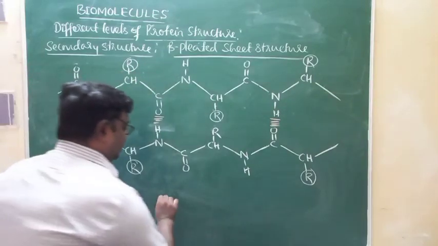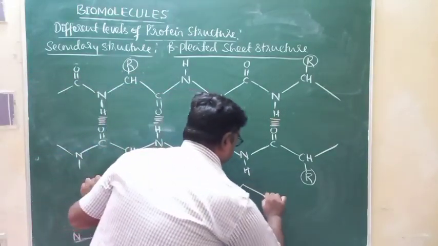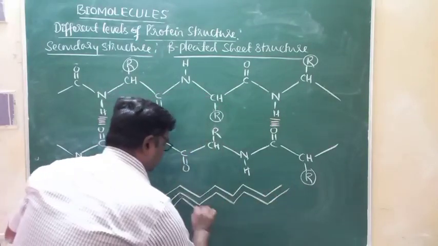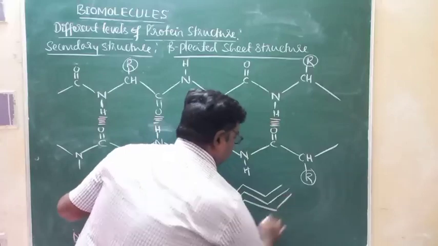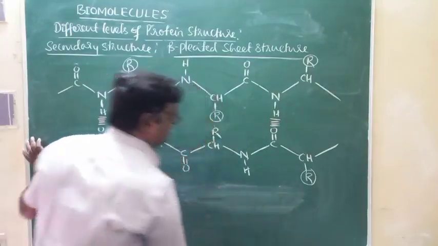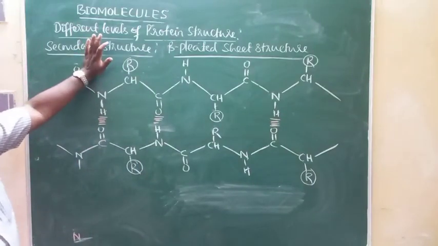Just observe, the polypeptide chains will be lying side by side like this, side by side like this. That results in what we call a sheet-like structure. That is what we call the beta pleated sheet structure.